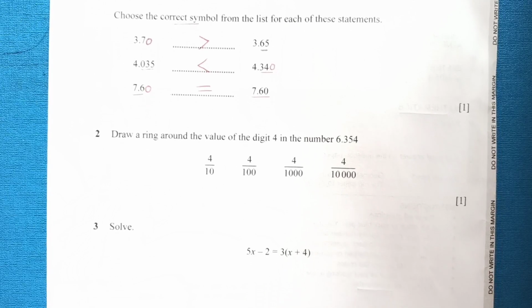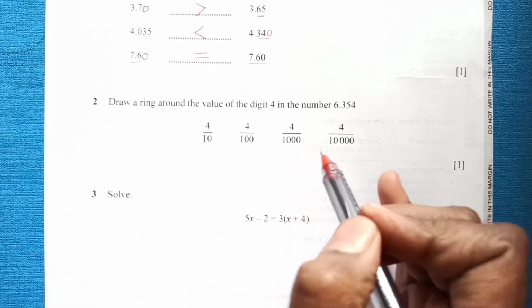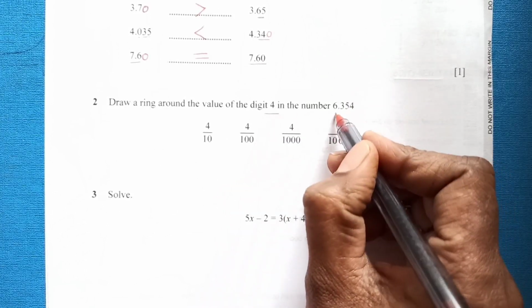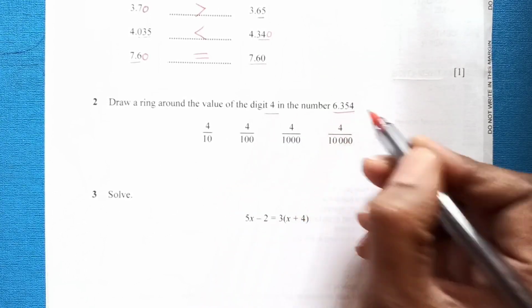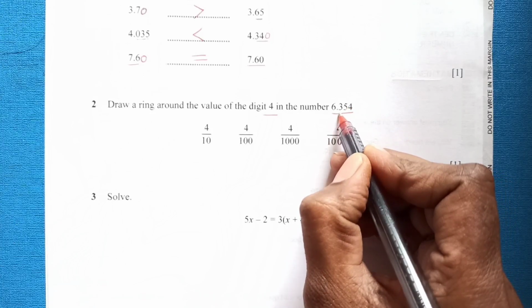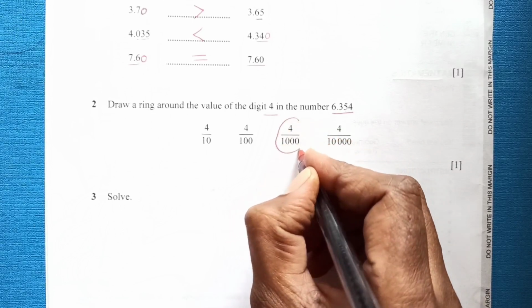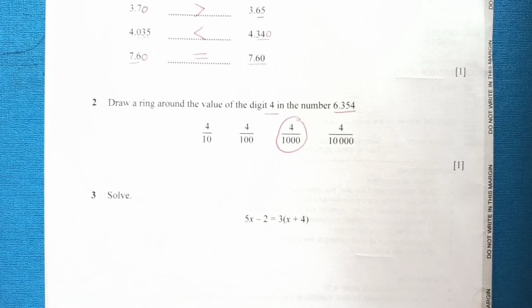Now question number 2. Draw a ring around the value of the digit 4 in the number 6.354. As you can see, this is the thousandths place, hundredths, tenths, units, and so on. So 4 over 1000 will be the correct answer in this.